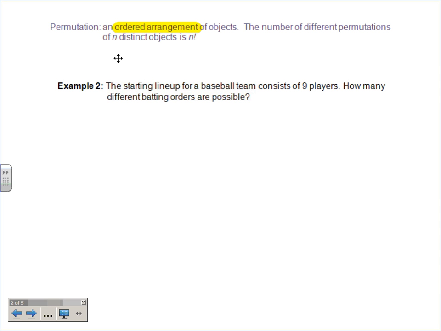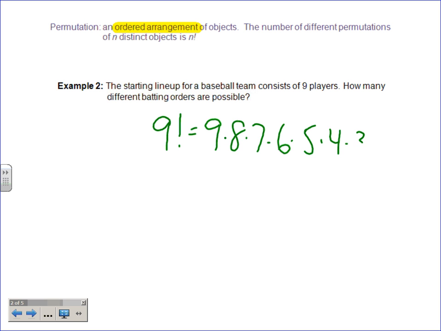So example 2 says the starting lineup for a baseball team consists of 9 players. I think we all know that, right? 9 people playing. How many different batting orders are possible? It's a bigger number than you think. Just take 9 factorial, which really means 9 times 8 times 7 times 6 times 5 times 4 times 3 times 2 times 1.